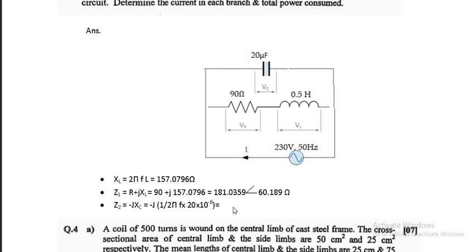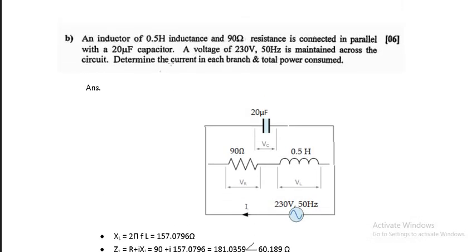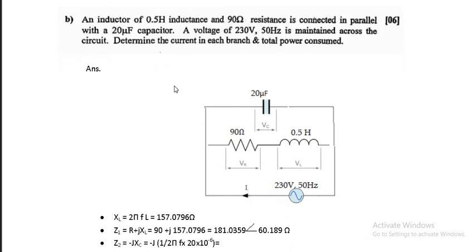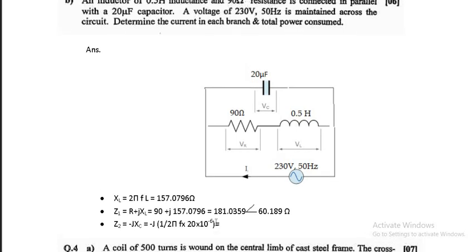So it will be minus J XC, and you will be writing then Z as Z1 Z2 upon Z1 plus Z2. Once you have this equivalent impedance, you will have to find out current as V by Z. So it will be 230 upon whatever Z you have got as Z1 Z2 upon Z1 plus Z2. And you will be then finding out the value of I1 as V by Z1 and I2 as V by Z2.